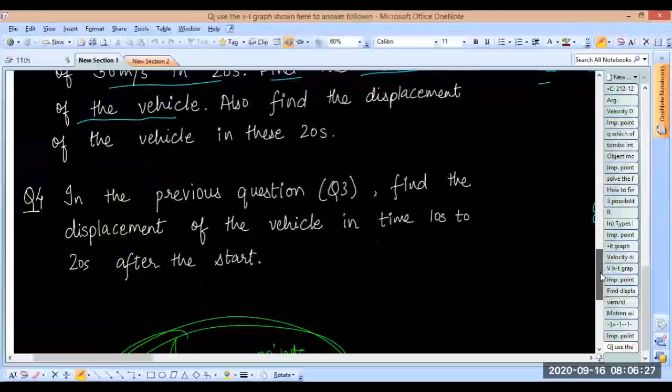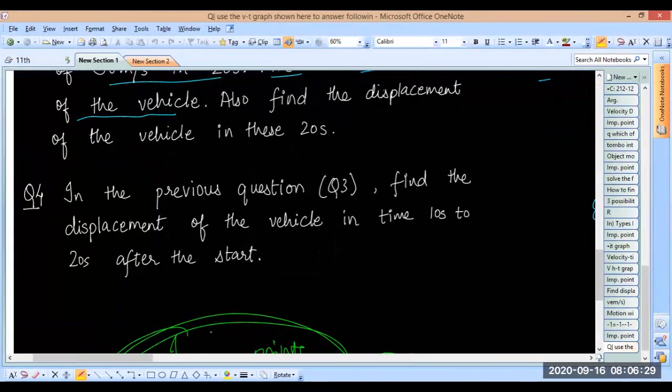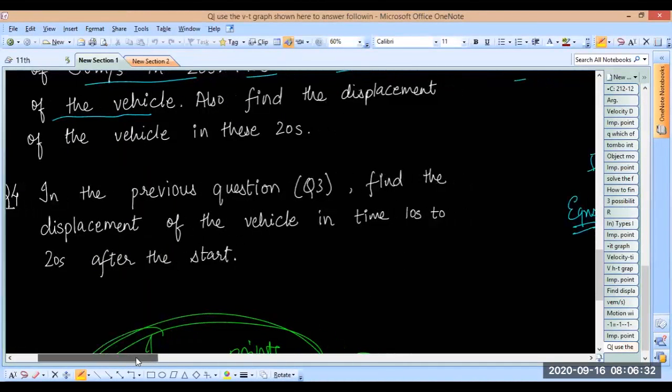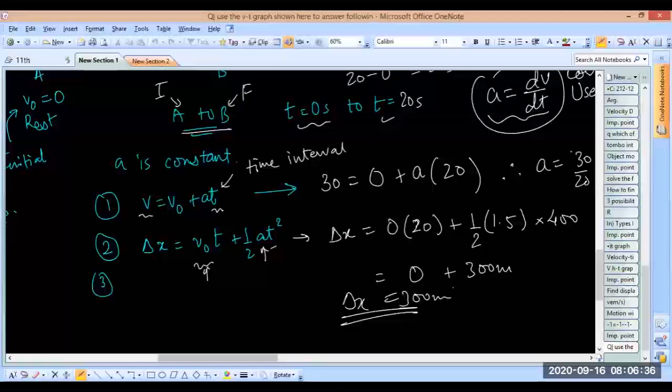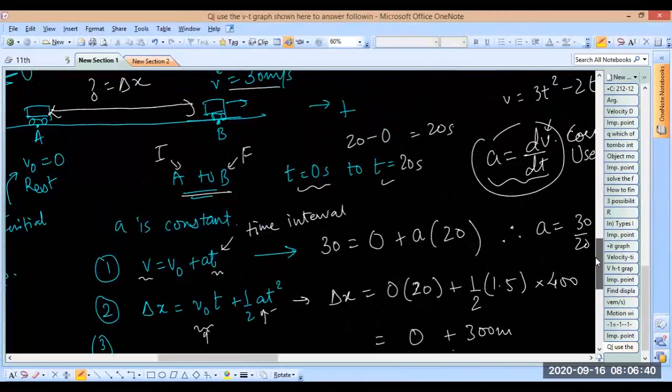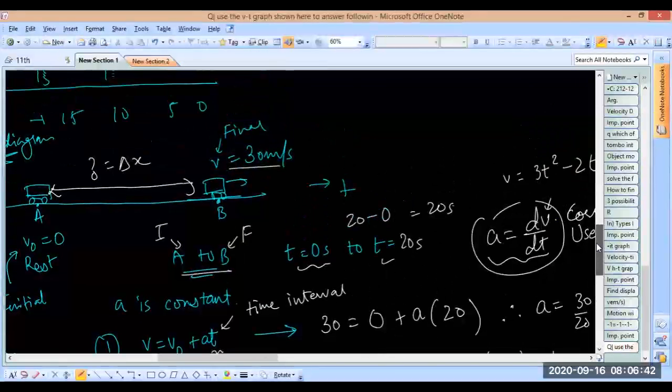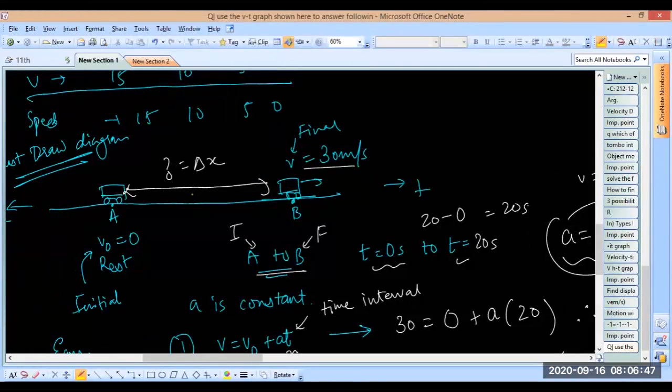Number 4, right? Okay, now let's see how you could do number 4. Again, I would insist that when we solve physics questions, we must have a diagram, right? So this is the diagram we're talking about. This was regarding question 3.